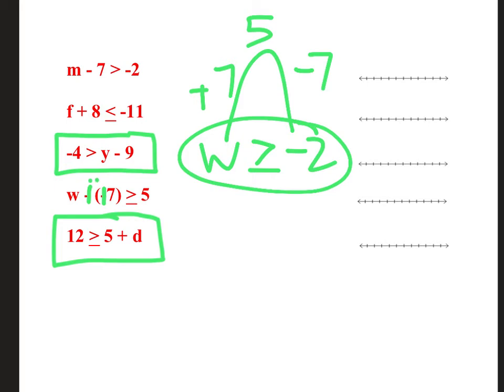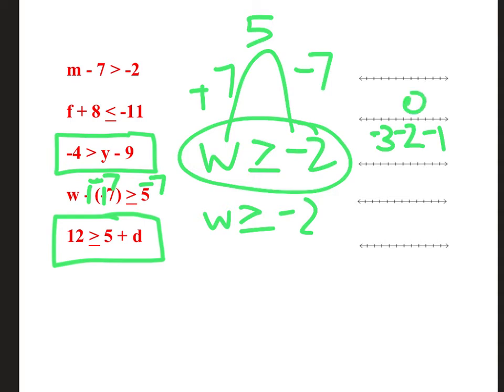Of course, you could do it with cancellation, -7, -7. That gets you a W. The greater than or equal to stays, and you get -2. If you're graphing it, put -2 on the graph. Of course, this way would be -3, this way would be -1.